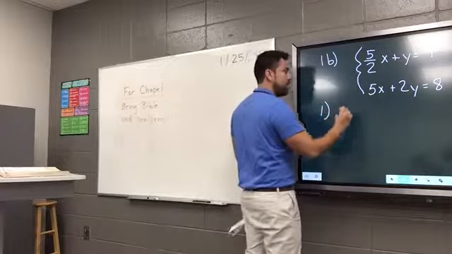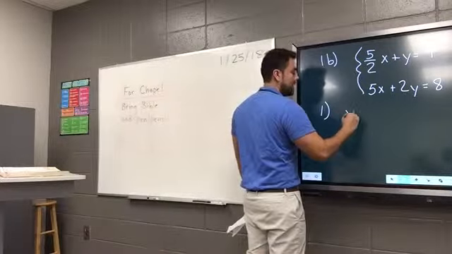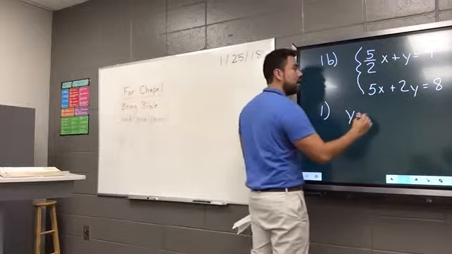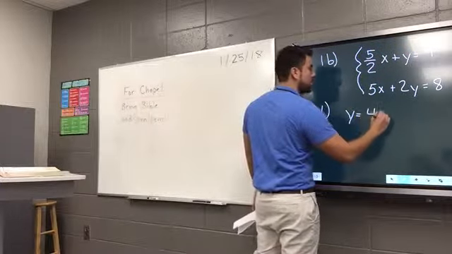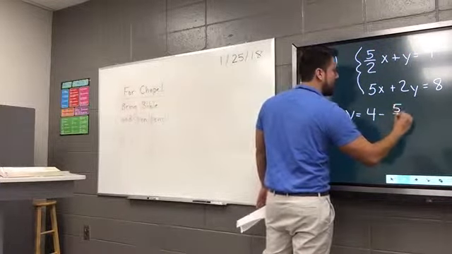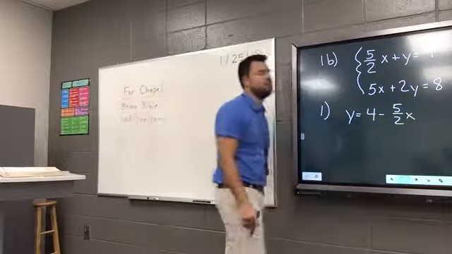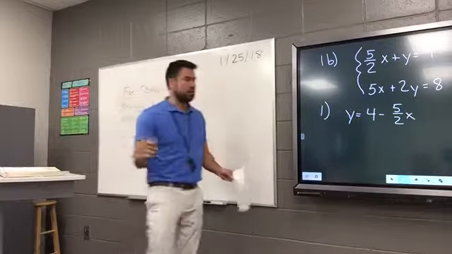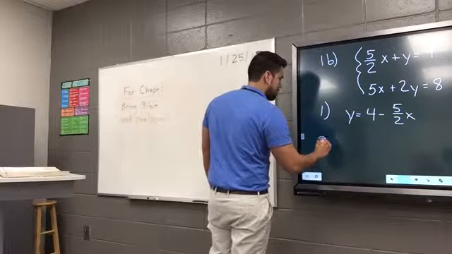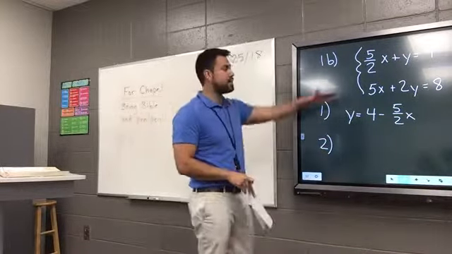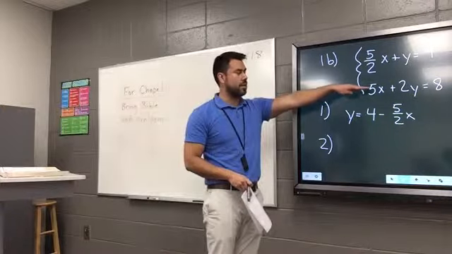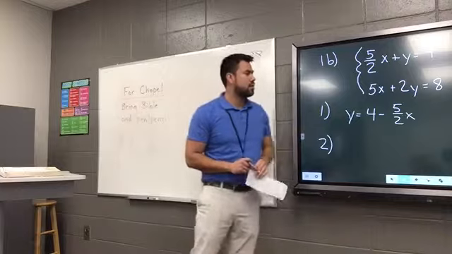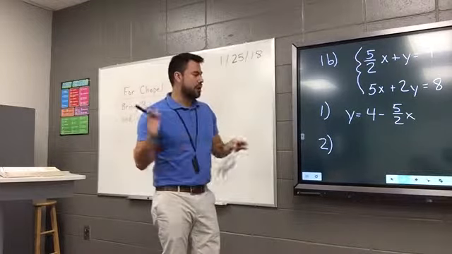So step 1, solve for that y. If you subtract 5/2 x from both sides, you should get y equals 4 minus 5/2 x. Okay, but you solve for y. That's what you wanted to do. And realize the second equation, if you solve for y, you're also going to get a fractional x. But that's okay. We'll deal with it.